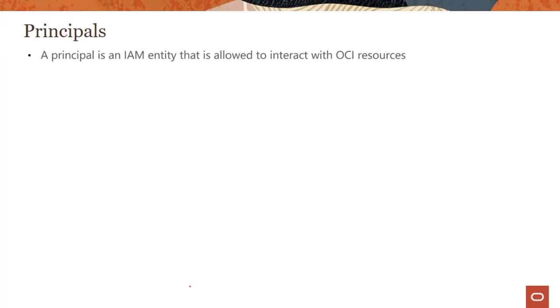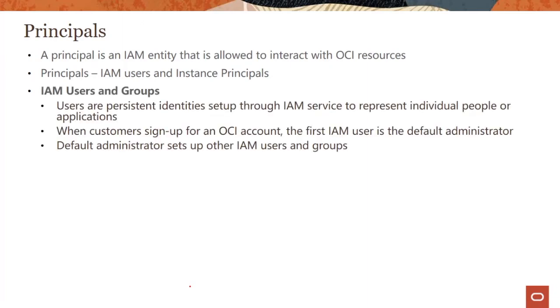So a principal is an IAM entity that is allowed to interact with OCI resources, and like we said, everything you do in OCI is a resource. So whether it's compute instances, block volumes, or virtual cloud networks, each of them is represented as a resource. Now there are two kinds of principal. One is the IAM users, which are your users who access the cloud environment, and the other is instances, and we call them instance principals to distinguish them from just normal compute instances or database instances.